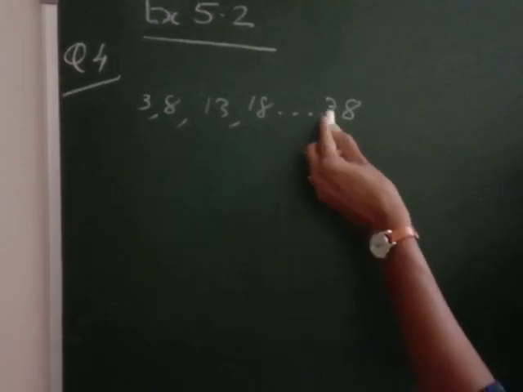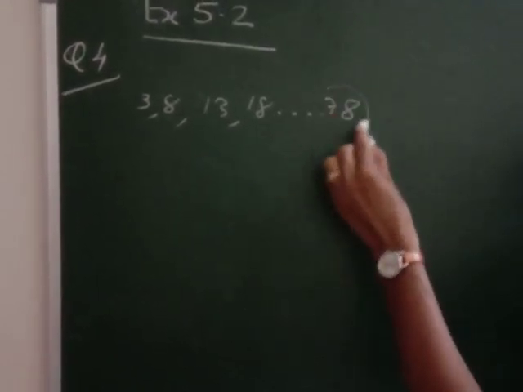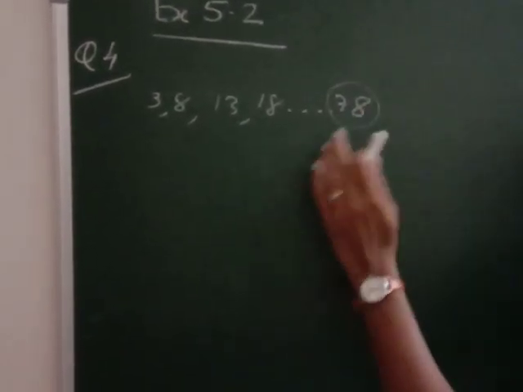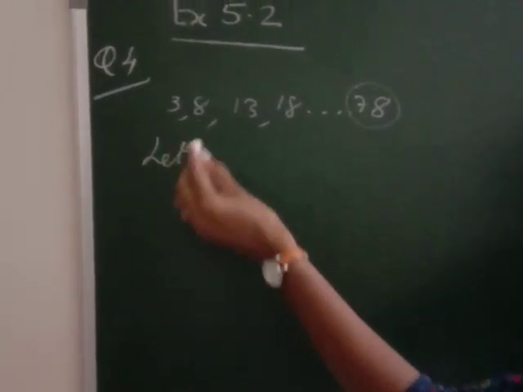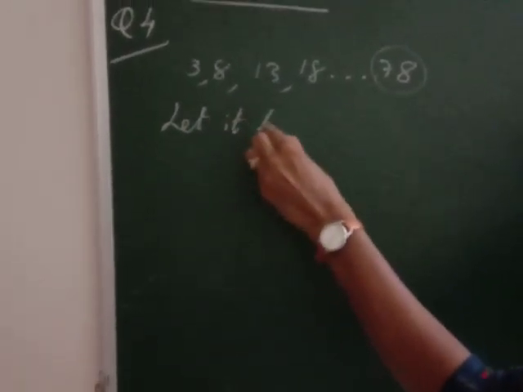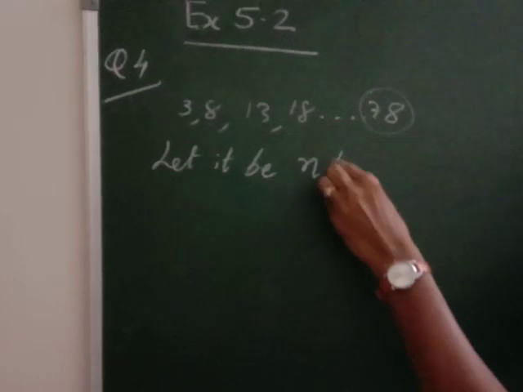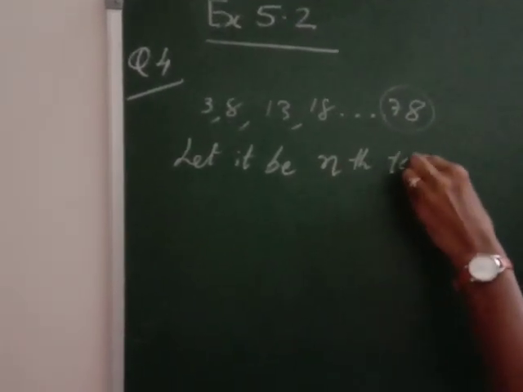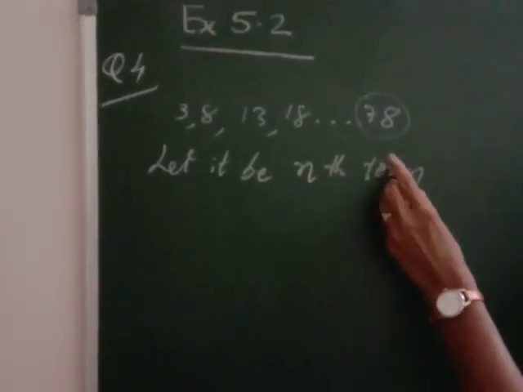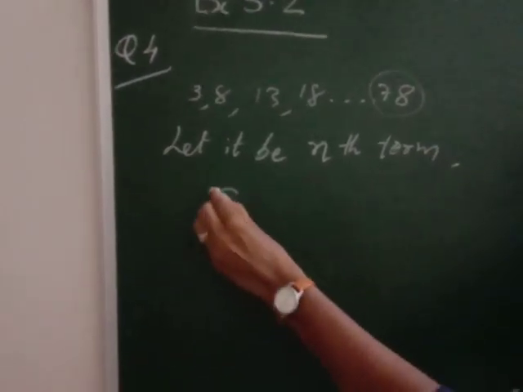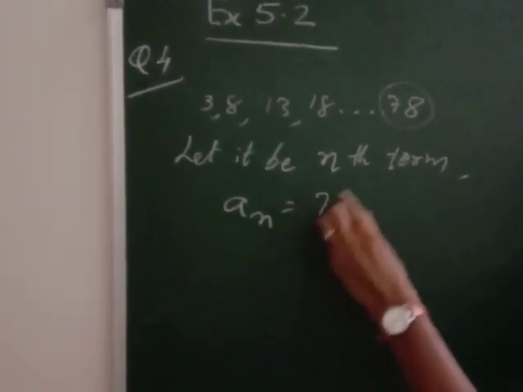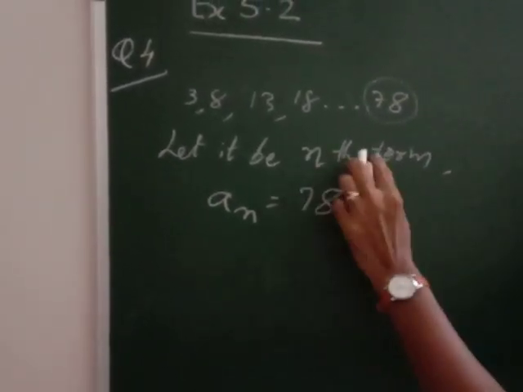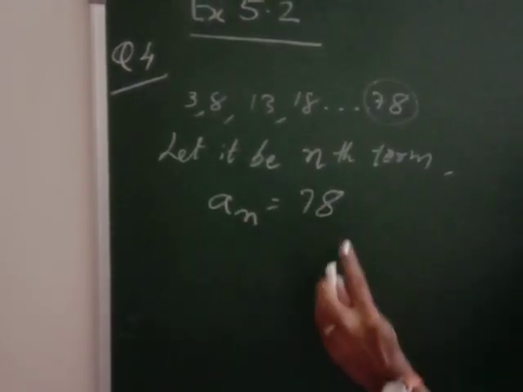It may be 15, 16, 17, which term is it? Okay, so let it be the nth term. Let us assume that it is the nth term. So we say that an is equal to 78. It is the nth term, so an is equal to 78.